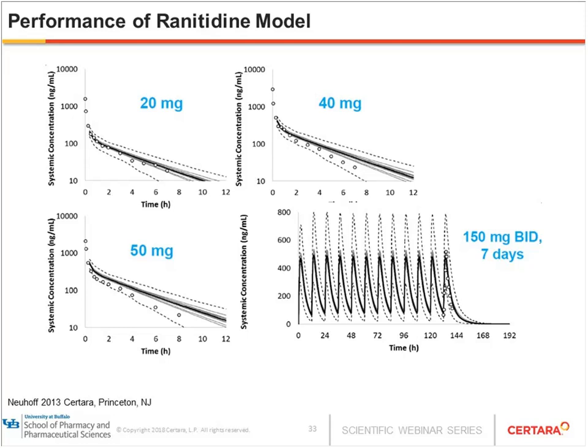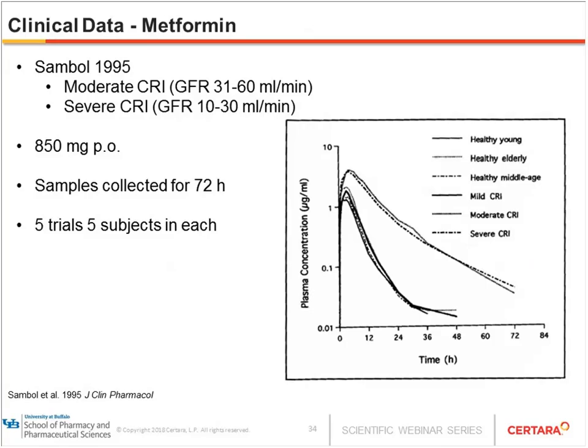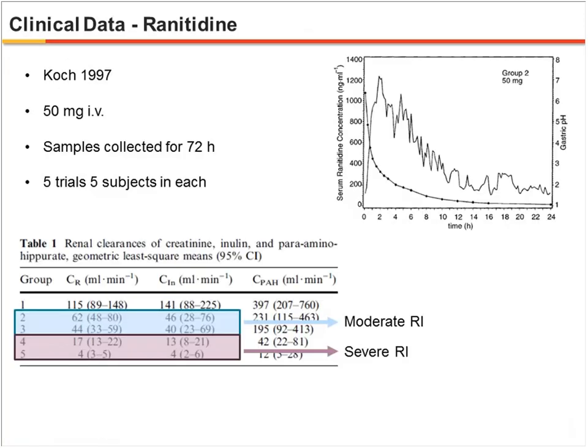The other thing we needed for this aim was clinical data to compare our simulations to. So for metformin, the data came from a 1995 publication that had PK in a moderate and a severe chronic renal impairment population. This was an 850 milligram oral dose of metformin. The samples were collected for 72 hours, so simulations were performed to 72 hours, and these simulations included 5 trials with 5 subjects in each, and we matched demographics of the simulations to the demographics for the clinical data.